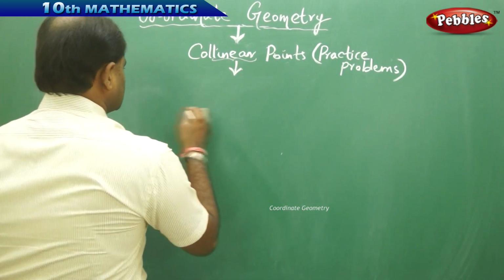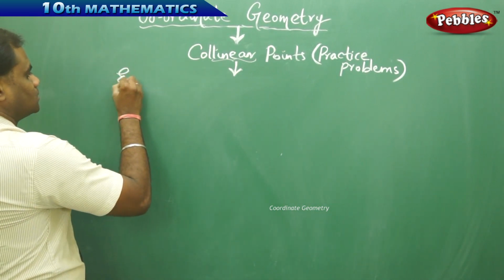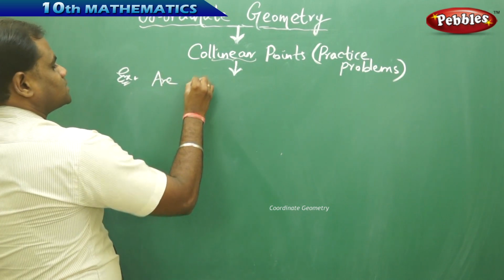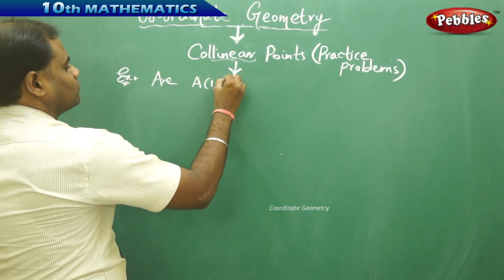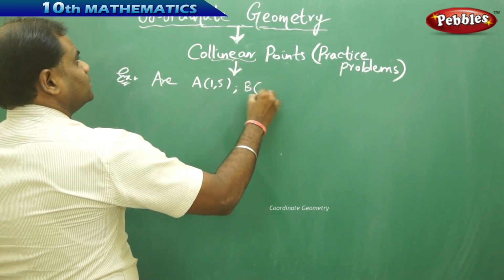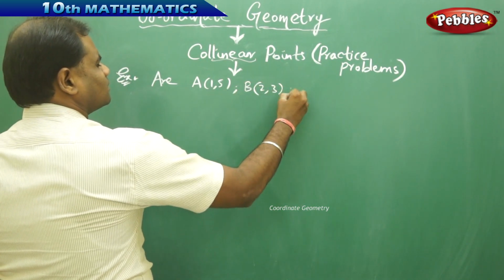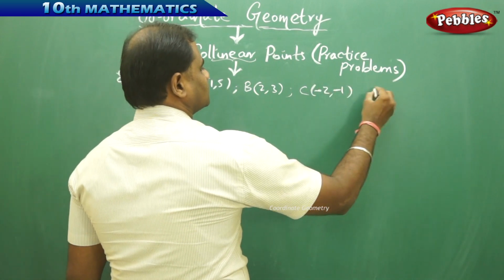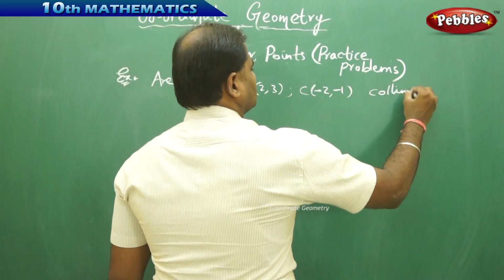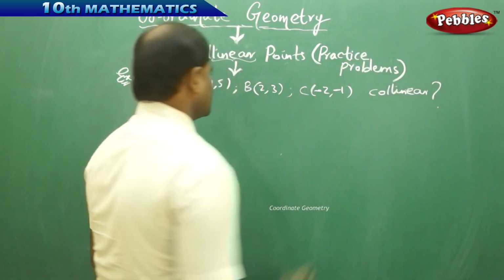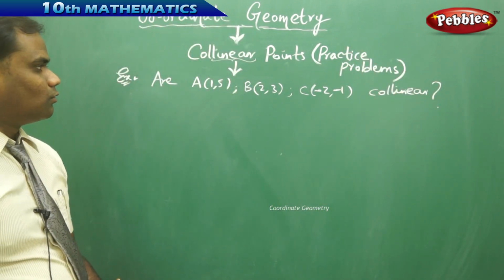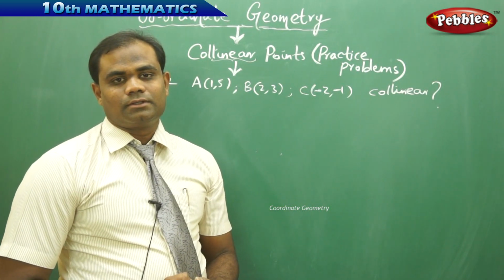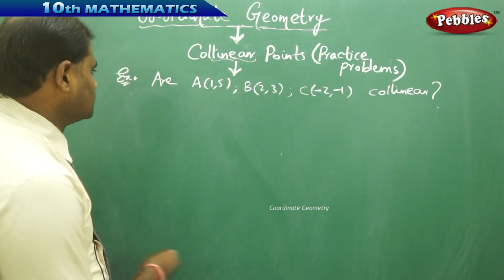The question is, are the points A, which is (1, 5), and B, which is (2, 3), and C, which is (-2, -1), collinear? This is the question I have. So I wanted to know if these 3 points are collinear. So we have to use the property.